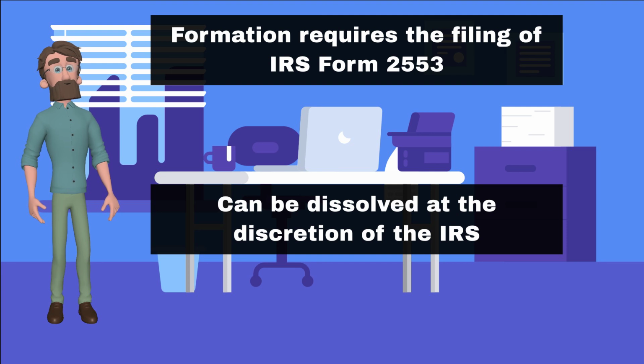Establishing your business as an S Corp requires the filing of Form 2553, and if the IRS finds you in non-compliance, they have the power to remove your S election.